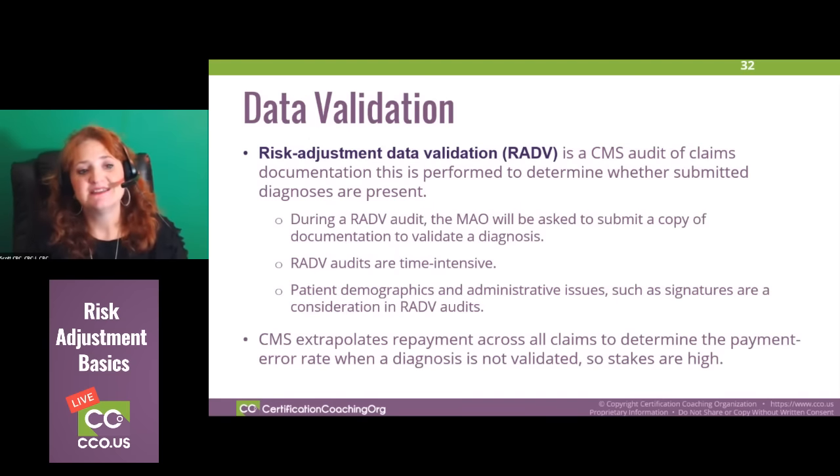So how do they validate the audits or the information that CMS gets? They do a RADV audit, and that is a Risk Adjustment Data Validation audit.